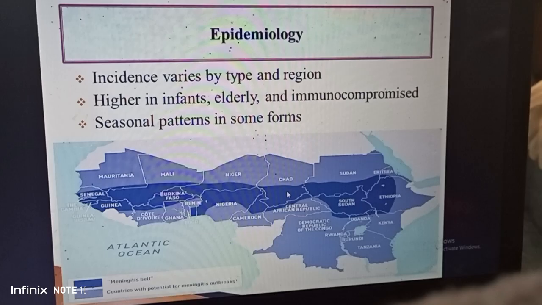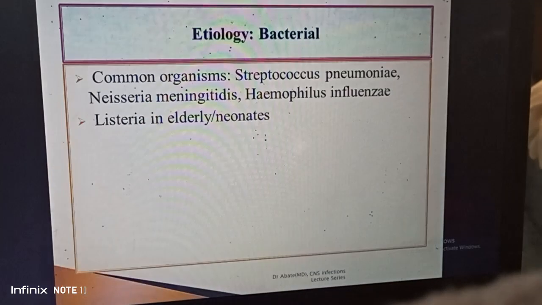Sometimes it may cause epidemics every 8 years, and it is common to see epidemics of meningococcemia across the African meningitis belt. So, if we see the epidemiology like this, the next we see is about the etiology. Etiology is, as we mentioned previously, bacterial, which is common, and in fact the serious form of meningitis.